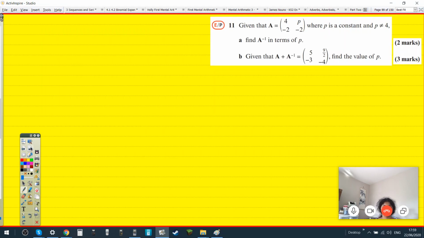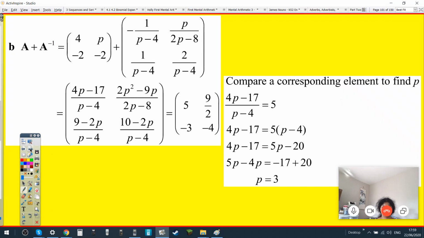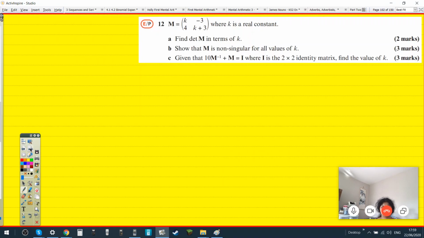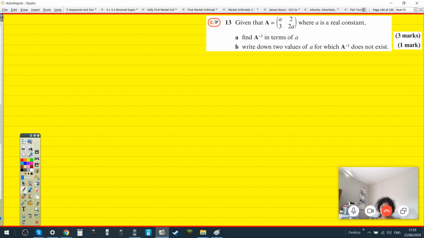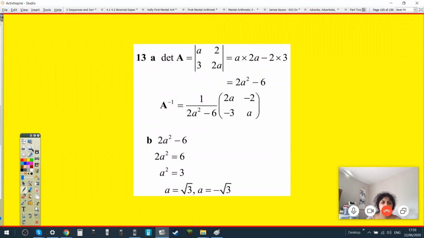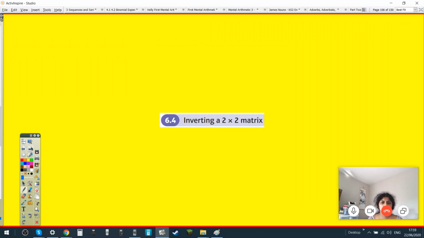Okay, so that was A inverse, and then A plus A inverse. It's all right. Determinant, and then determinant. Find the values of k. It's all right. A inverse again, so 1 over the determinant, and then it doesn't exist, so for that one just make it equal to 0. Solve it. I think it's a quadratic and you get 2 values. Yeah, there you go. Yes, inverting a 2 by 2 matrix.